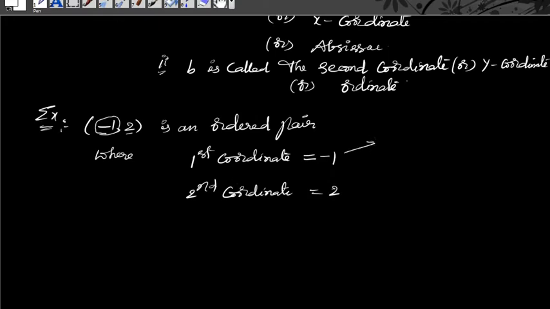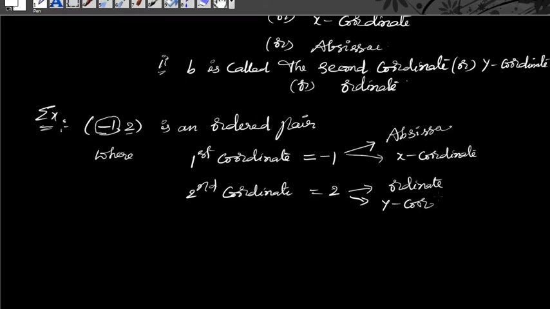One more thing, this -1 is also called the abscissa, and this 2 is called the ordinate. Also, this one is called the x coordinate, and this is the y coordinate. These are the notations in the ordered pair. That means every ordered pair consists of two real numbers. The first real number is called the first coordinate or abscissa or x coordinate. The second one is called the second coordinate or y coordinate or ordinate.